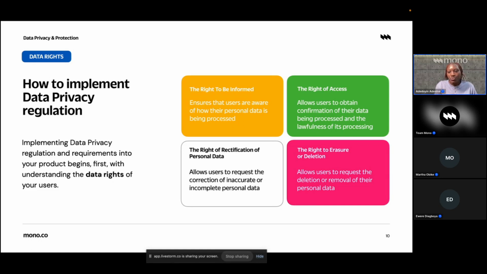Additionally, we have the right of access. So this right speaks to how your customers can come to you and say, oh, which information do you have about me and how do you process it? So it essentially allows individuals to obtain a clear confirmation from you as a business on whether their personal data is being processed, and if so, they want to have access to that data. So this is when it would be very helpful for you to have a clear process that deals with this type of request.